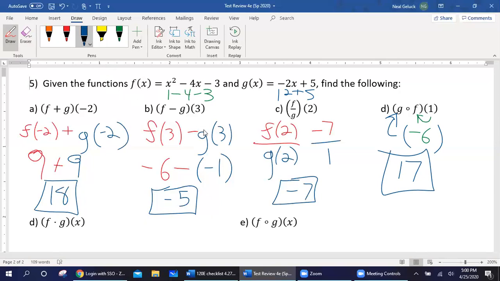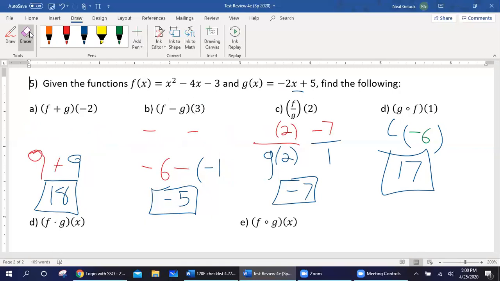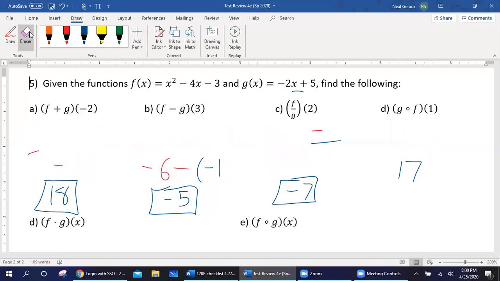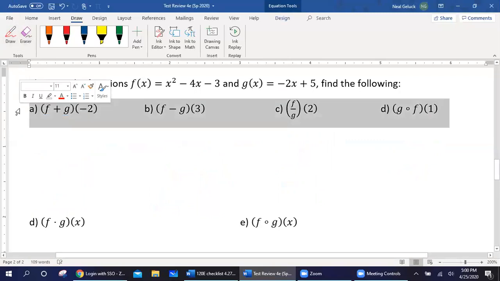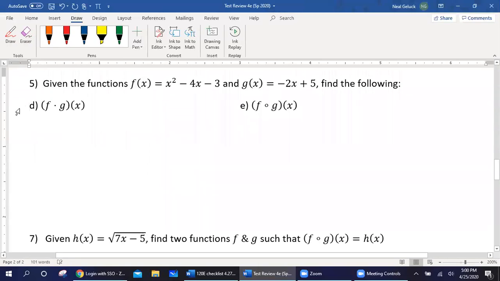For letter D, now we're doing f times g of x. So I'm not plugging in a number. Since it's the generic x, that means that I'm actually going to be multiplying the functions together. So I'm going to make a little room here. Bring these up.